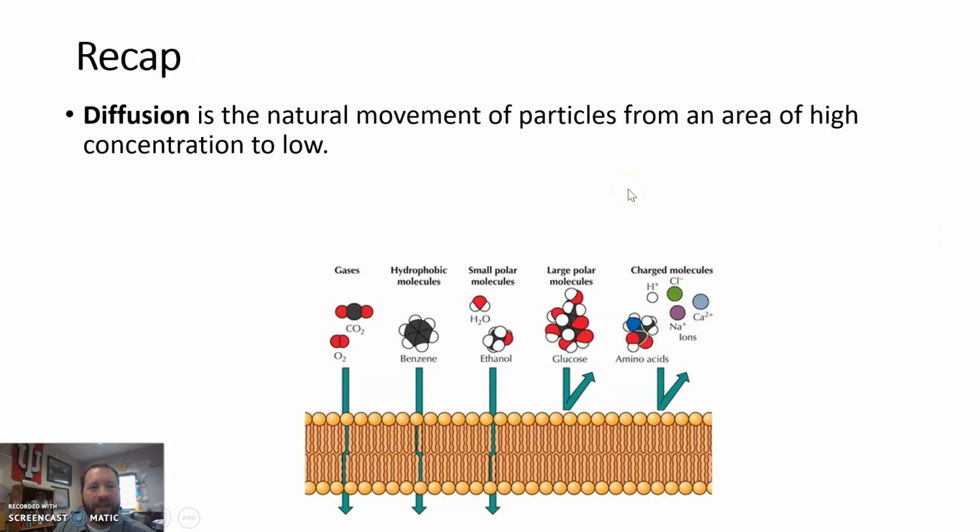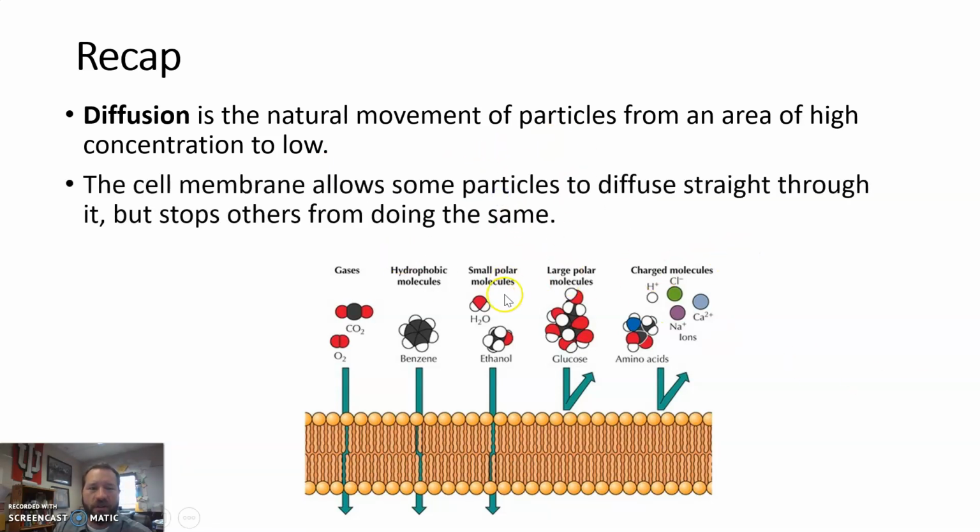So to recap what we looked at today, diffusion is the natural movement of particles from a high concentration to low concentration. And where's this going with what we're learning? Well, the cell membrane allows some particles to travel straight through, but it protects us from other molecules. Other molecules cannot pass straight through. And this is known as selective permeability.